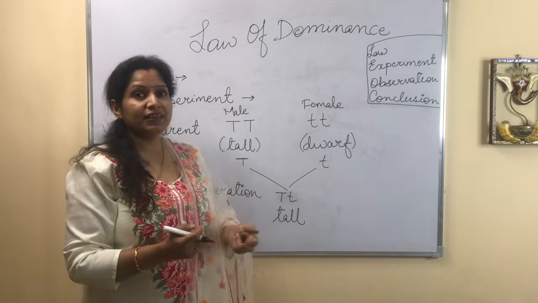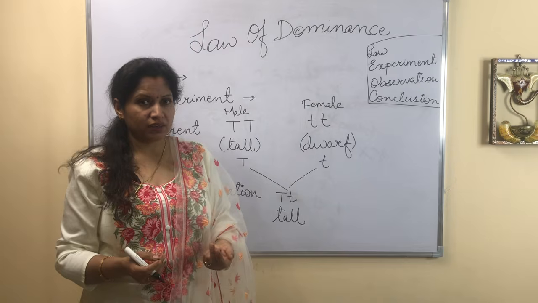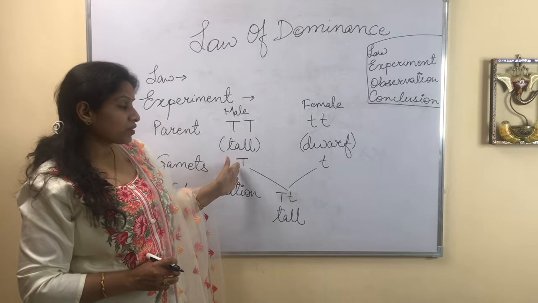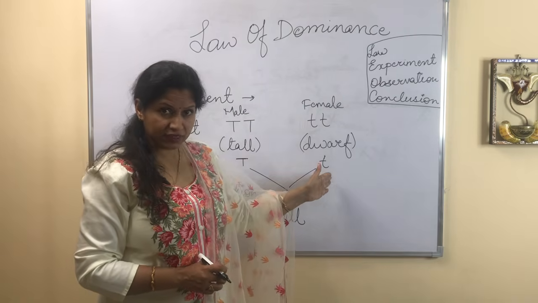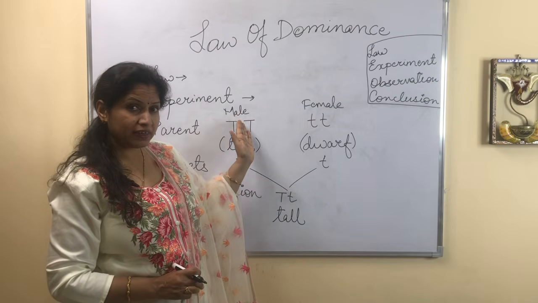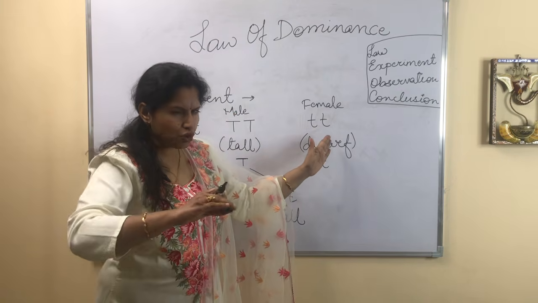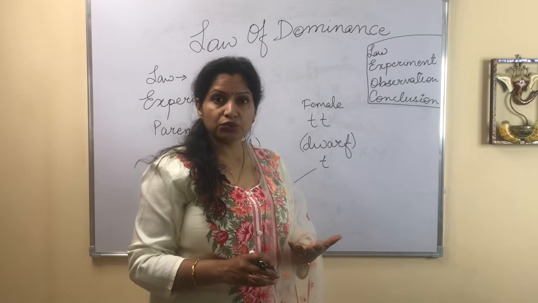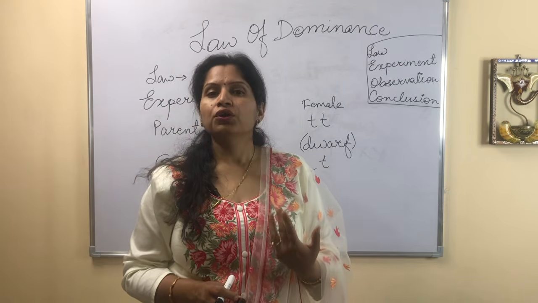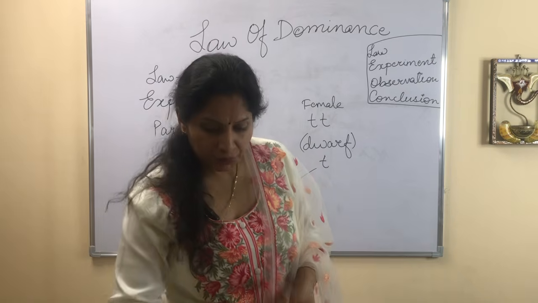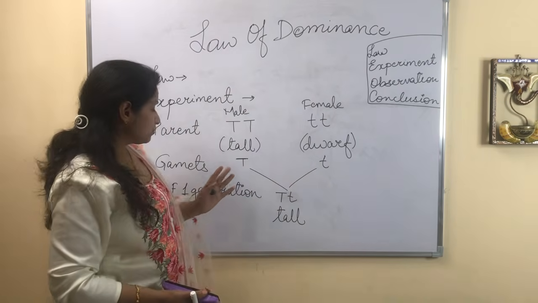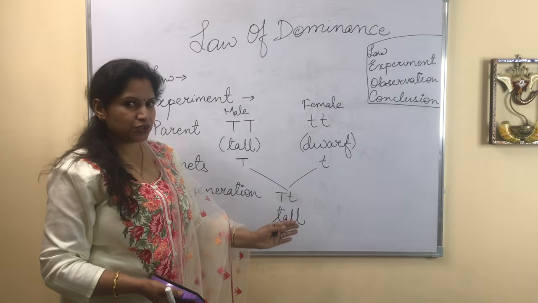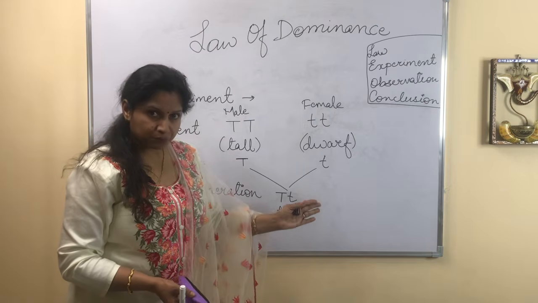By this experiment only he came to know that tallness is a dominant trait, because all the plants that he got by crossing capital T and small t, means a tall plant was cross pollinated with a dwarf plant, were tall. That showed that tall is a dominant feature. So all the plants that were formed in the F1 generation were tall and had the genotype capital T, small t.